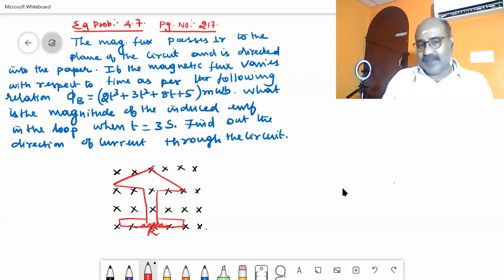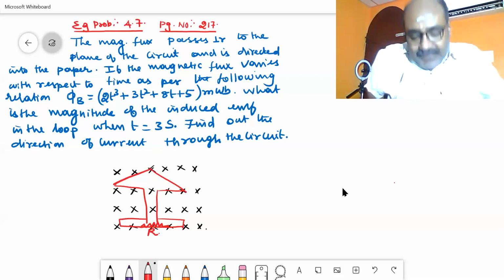That is the first one. And the second question is, find out the direction of the current through the circuit.